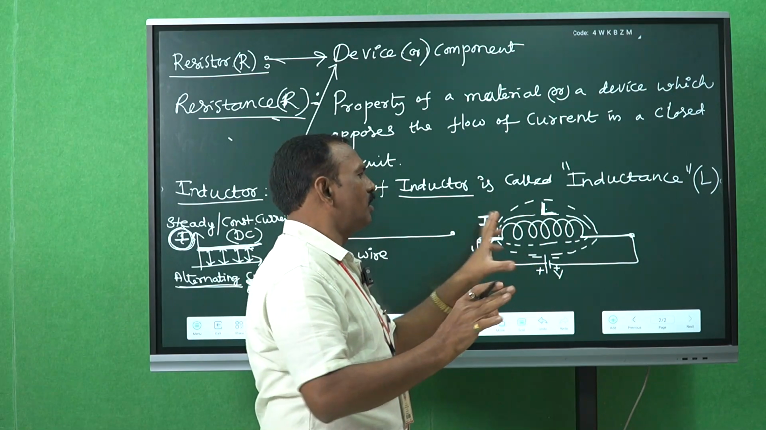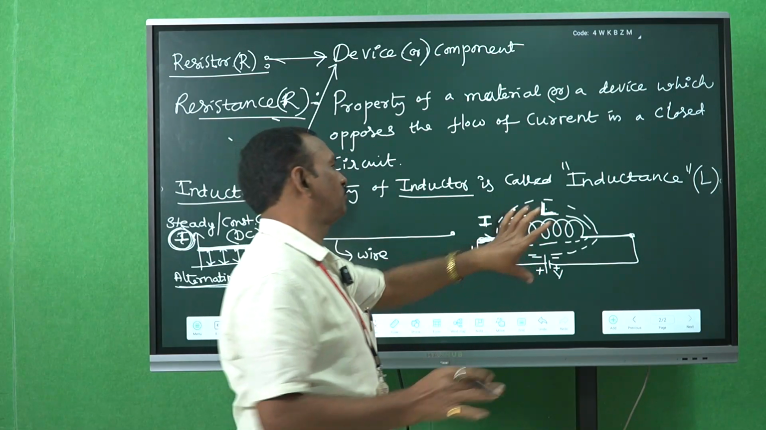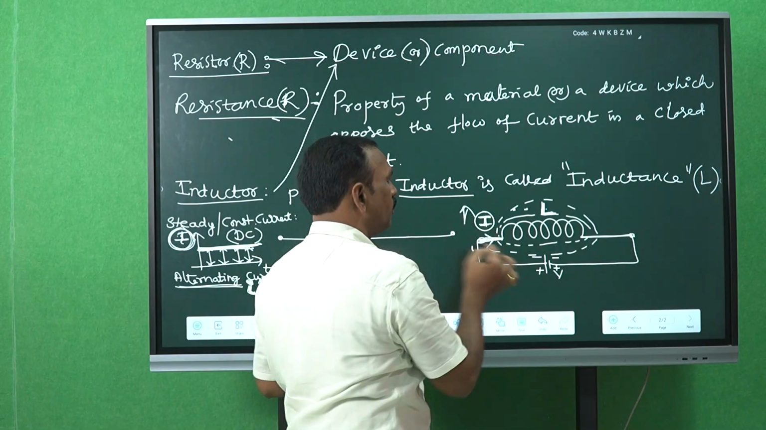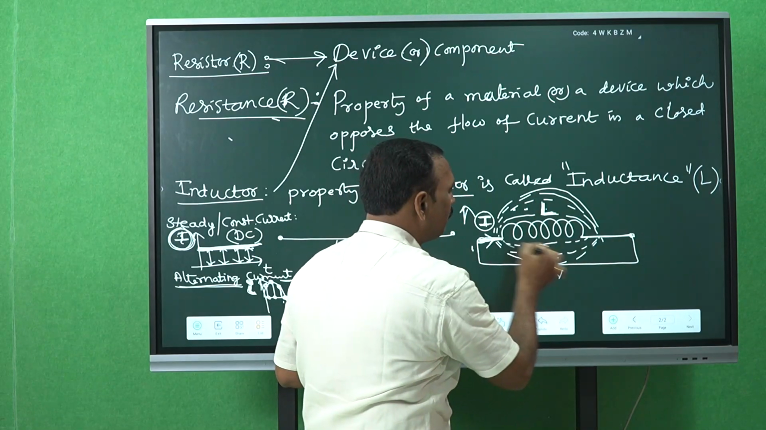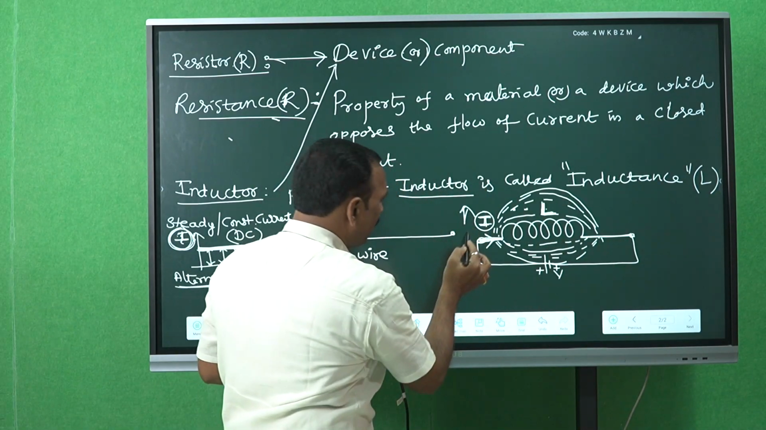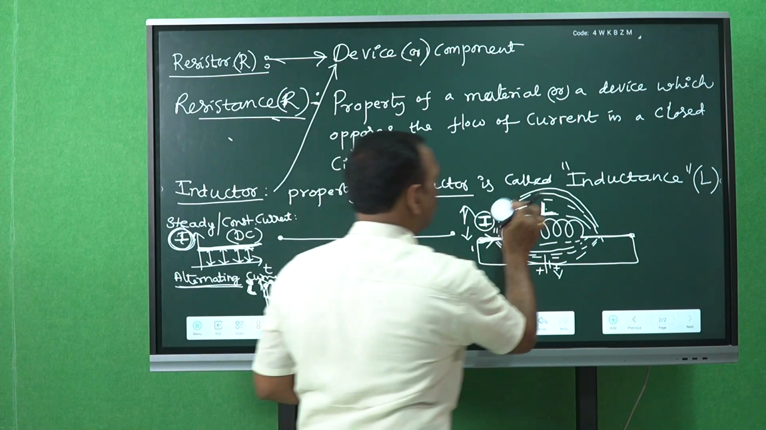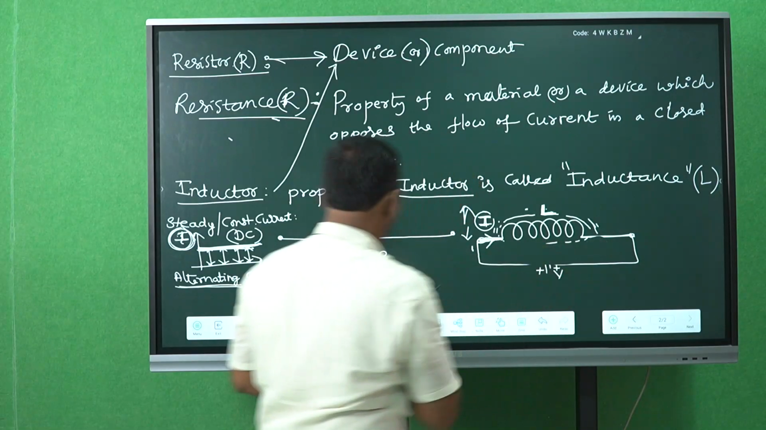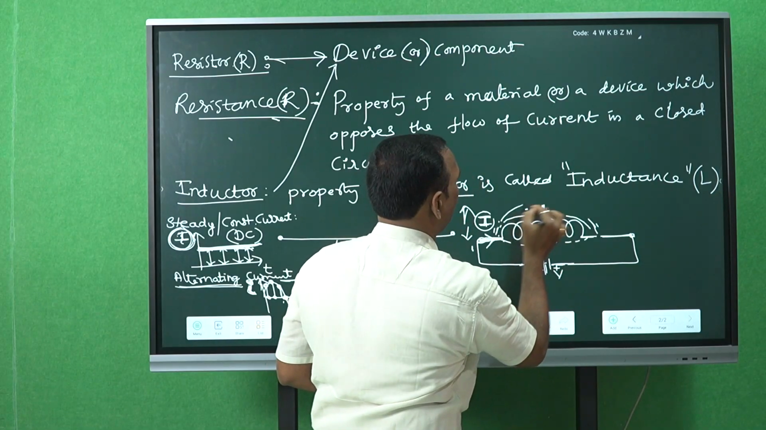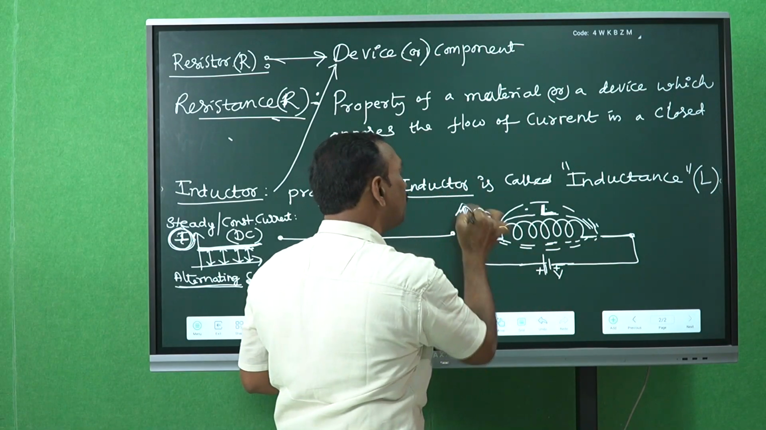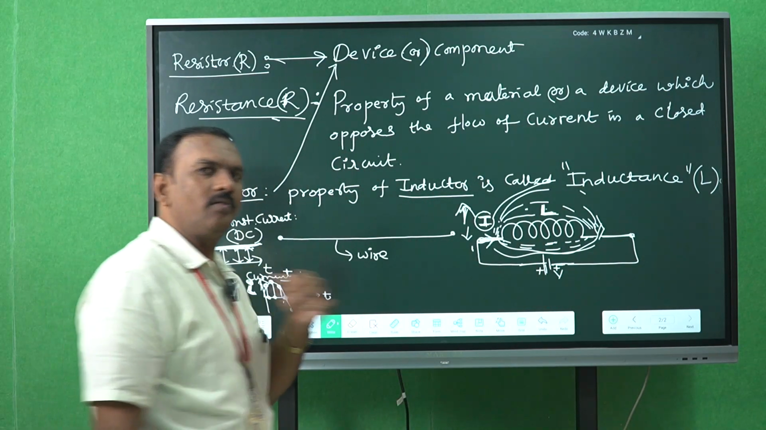Actually, when a DC current passes, a certain amount of magnetic field develops around the inductor. For example, if the current magnitude increases, the magnitude of the magnetic field also increases. If the magnitude of the steady current decreases, the magnetic field also decreases, and a small amount of magnetic field develops around the inductor. If current decreases, magnetic field decreases. If current increases, magnetic field increases. This is the duty of the inductor when DC current passes.